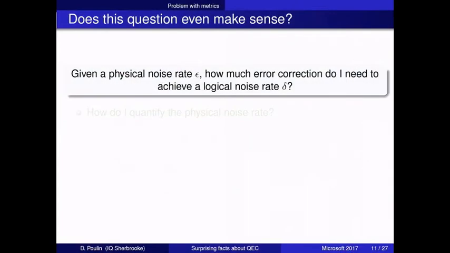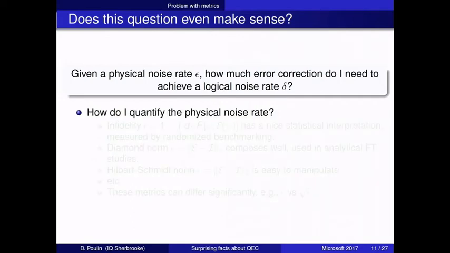Okay, so the first type of result tells us something about metrics. So remember, this was the question motivating this entire line of research. I have a physical noise rate epsilon. How much error correction do I need to achieve a logical noise rate delta? Well, what is epsilon? How do I quantify the physical error rate?